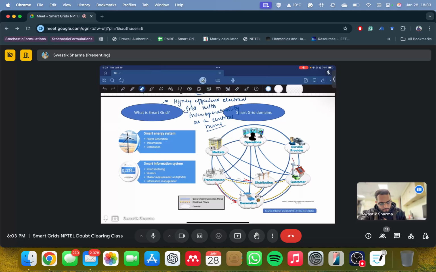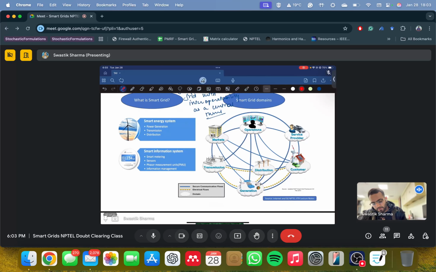Right? You see these blue lines. These blue lines depict the secure communication flow. So there is an electrical flow, but also there is now an improved communication flow. That is what the smart grid is all about. It wants to increase interoperability by communication, right?